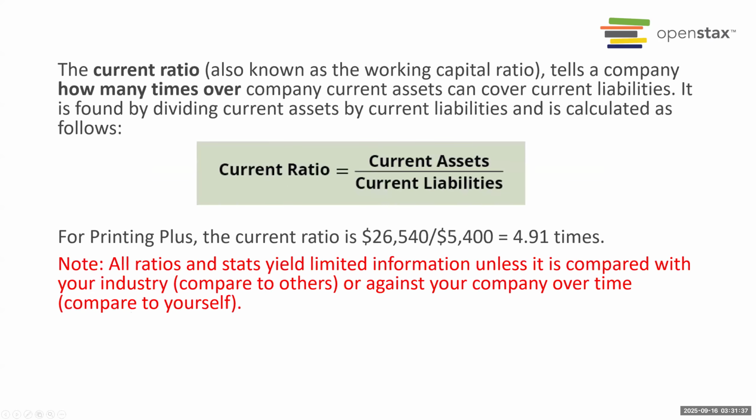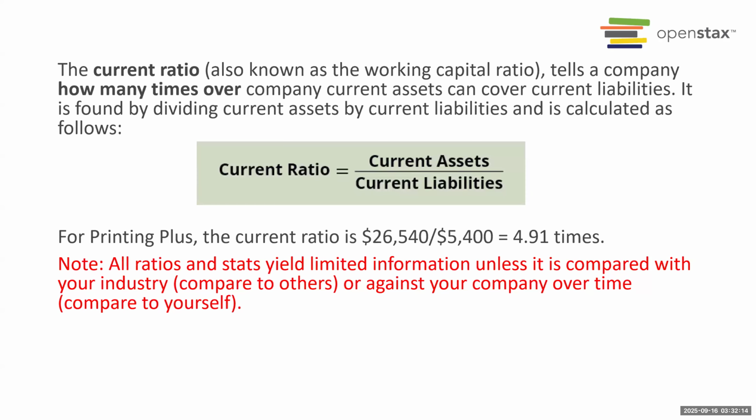Then we have the current ratio. What this ratio does is basically identify the same thing, looking at how much current assets you have over current liabilities. In this case, they use the example: you have $26,540 in current assets. You divide that by $5,400 of current liabilities. And this means you have 4.91 times your current assets to your current liabilities. Again, a good ratio.